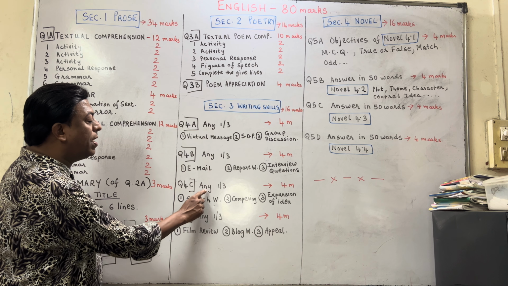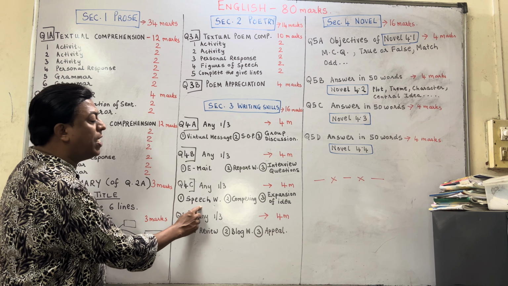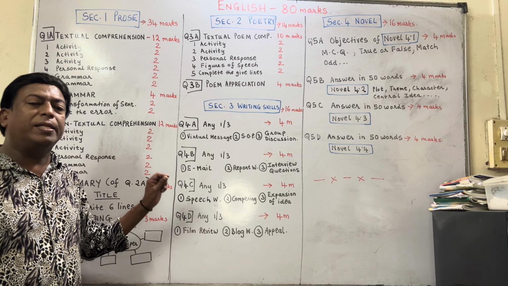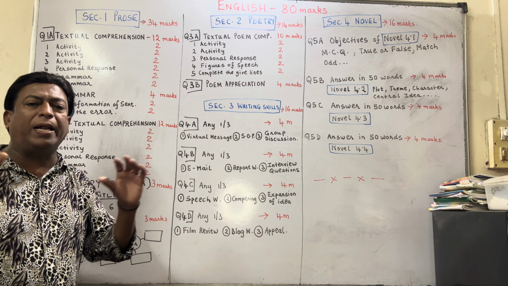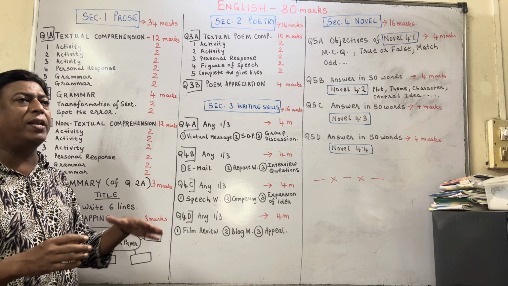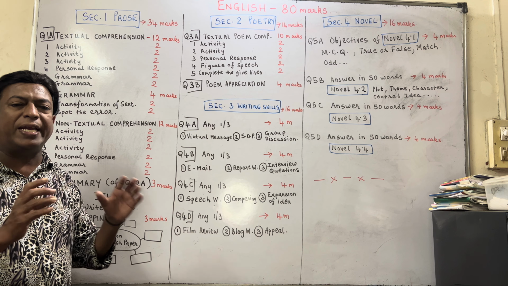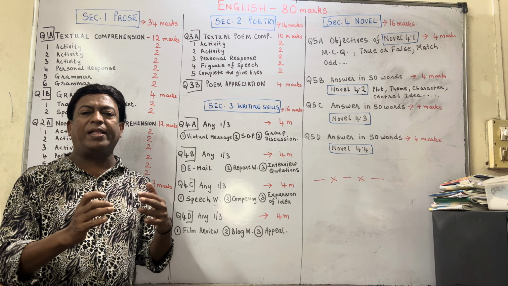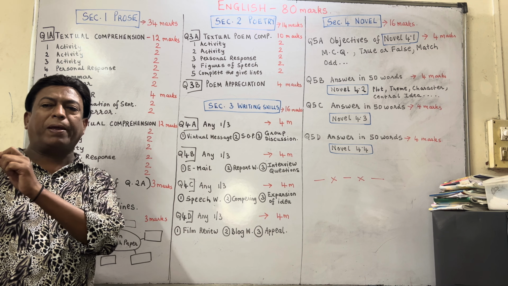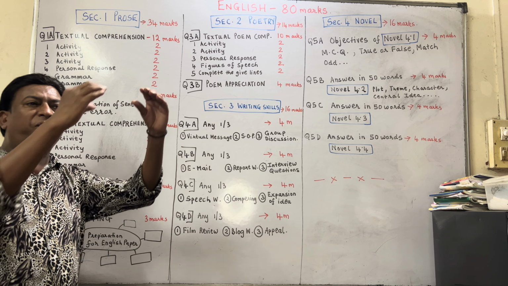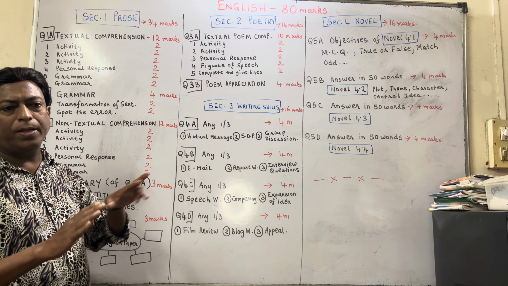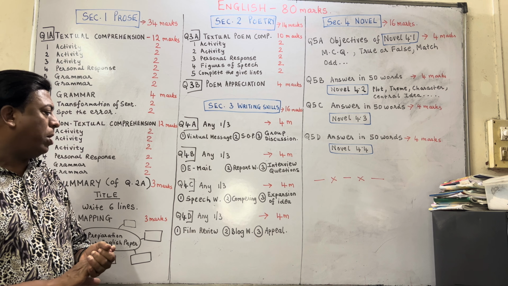Then 4C, again 1 out of 3: speech writing, comparing and expansion of idea. I would suggest go for speech writing. That is very simple. Just learn by heart the beginning part and the ending part, and in between you write anything about what the speech is about. At least the beginning: good morning principal, teachers, my dear friends. Today I am going to talk on so and so topic. And in the end, thank you and so on. So learn the starting properly, learn the end properly, and write what the topic is all about.